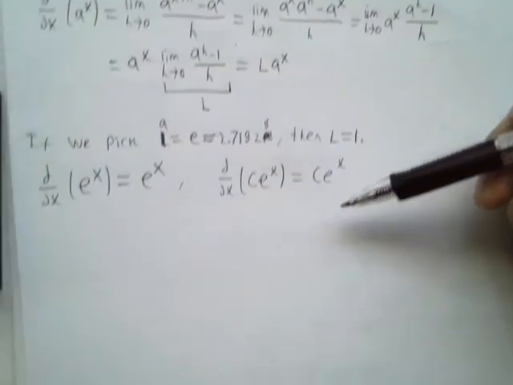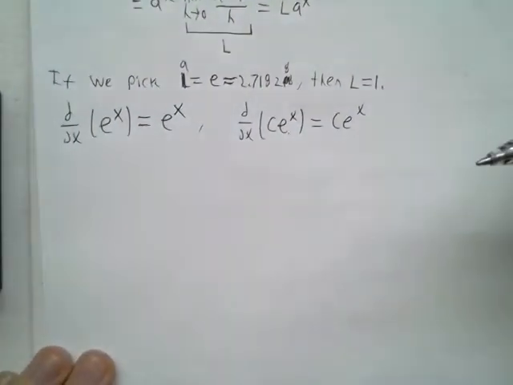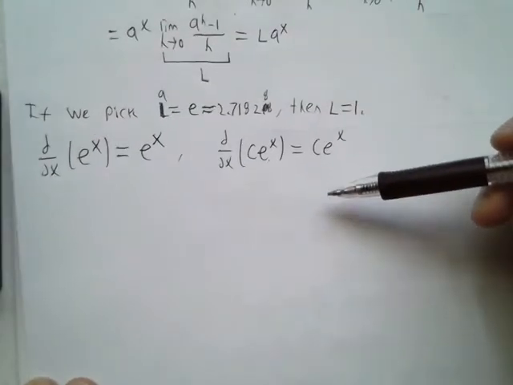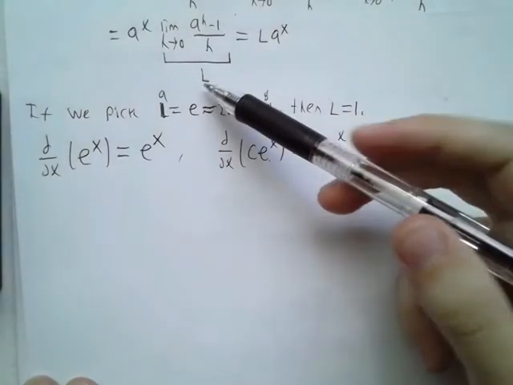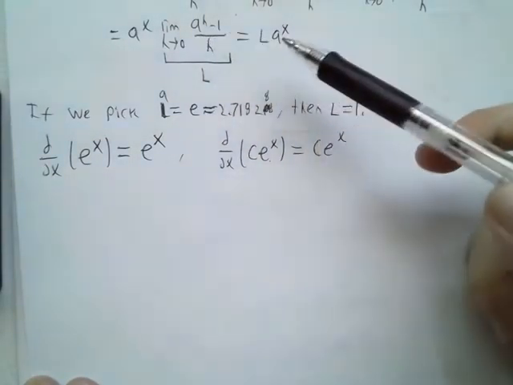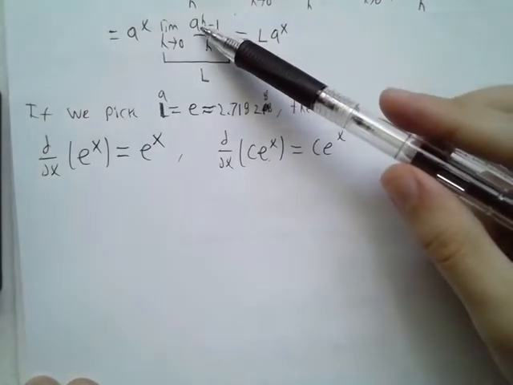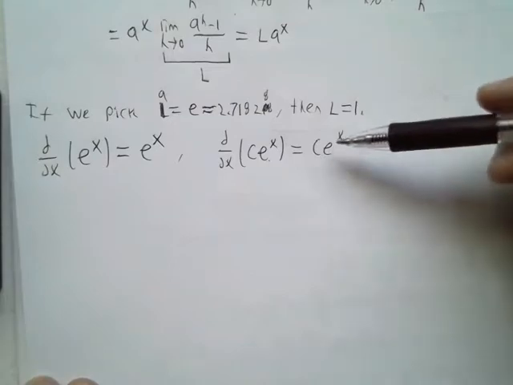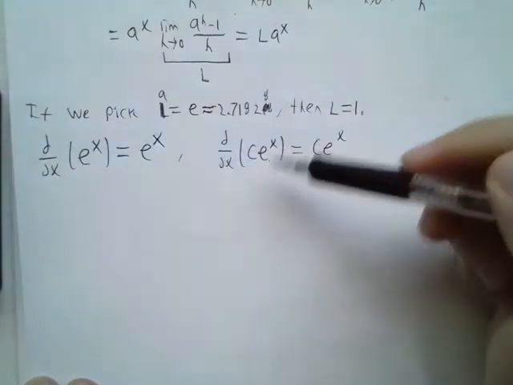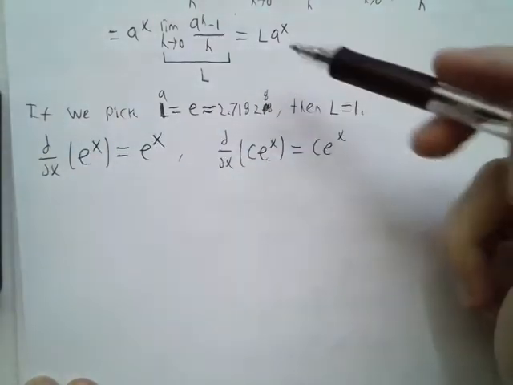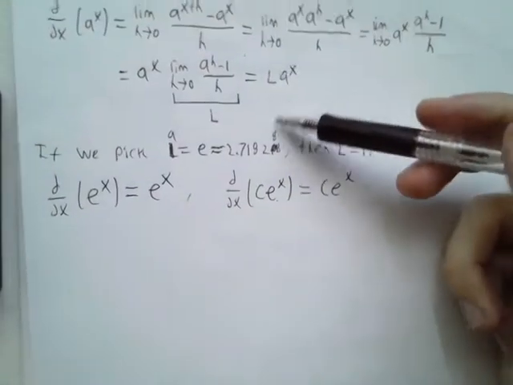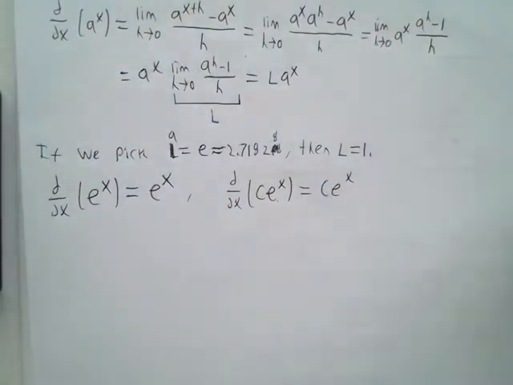And not only that, so I've told you the value of L now when a is equal to e, but we still don't know the derivative when a is a different number. But it turns out we can use this remarkable fact about e to the x to help us figure out the derivative of a to the power x when a is a different number. So let's see how to do that.